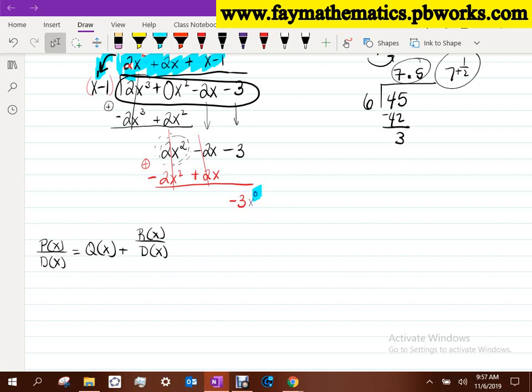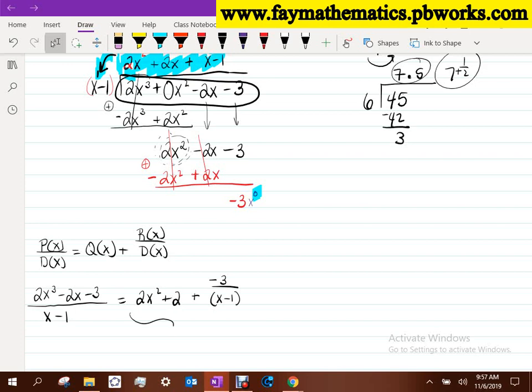So what they're saying then is 2x cubed minus 2x minus 3, that's your polynomial P, and your divisor was x minus 1. That is equivalent to your quotient, which was 2x squared plus 2x, plus then your remainder of negative 3 over your divisor of x minus 1. Those two things are equivalent.